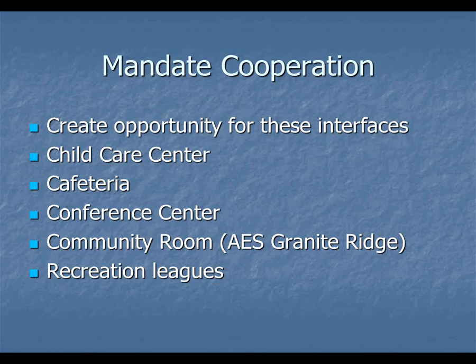So it could be around a child care center. It could be integrating a cafeteria into an eco-industrial park. Could be a shared conference room. Could be a community room, such as at the eco-industrial park in Londonderry, where AES Granite Ridge, which is a power plant, has a community room which they share with the businesses and the community in the area. Also, recreational sporting leagues can be ways to create this opportunity for interaction. So what we find from looking at the data is that when you have a diversity of businesses within a park, you have a greater chance of having byproduct exchanges and shared resources.